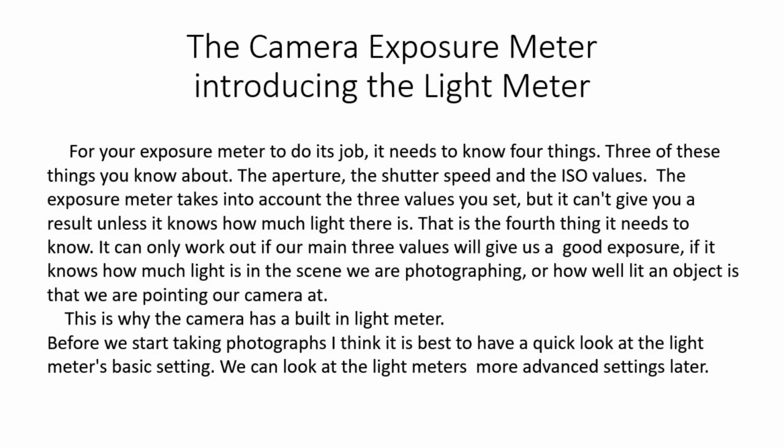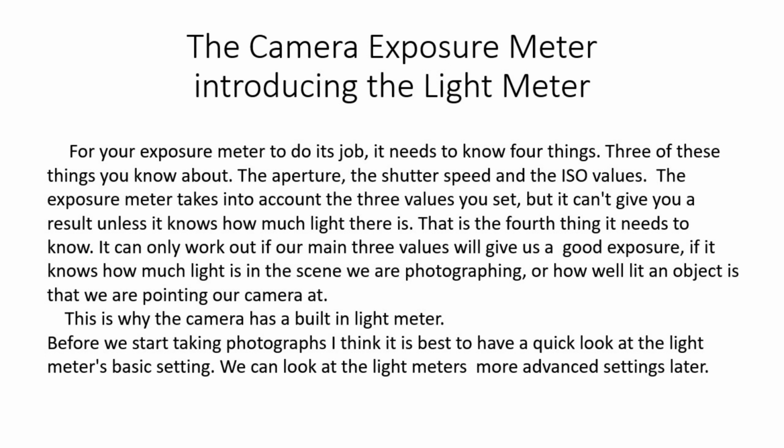For your exposure meter to do its job, it needs to know 4 things. 3 of these things you know about: the aperture, the shutter speed, and the ISO values. The exposure meter takes into account the 3 values you set, but it can't give you a result unless it knows how much light there is. That is the 4th thing it needs to know. It can only work out if our main 3 values will give us a good exposure, if it knows how much light is in the scene we are photographing or how well lit an object is that we are pointing our camera at. This is why the camera has a built-in light meter.